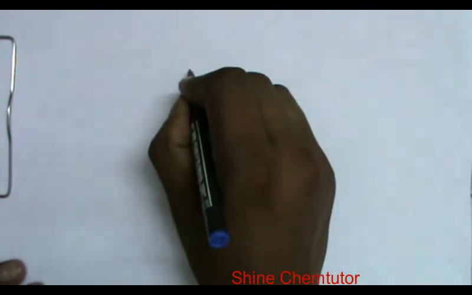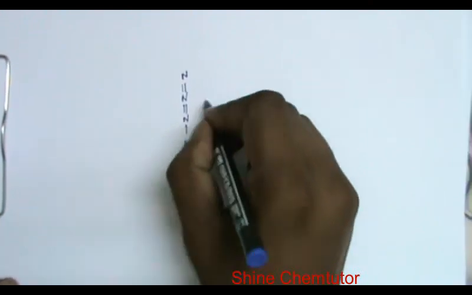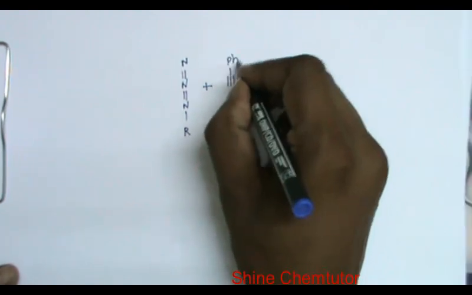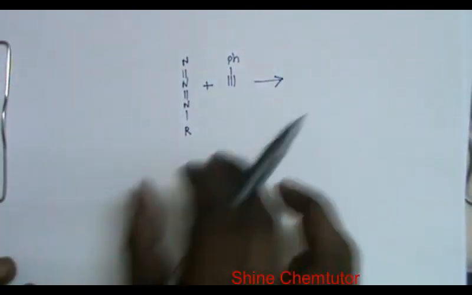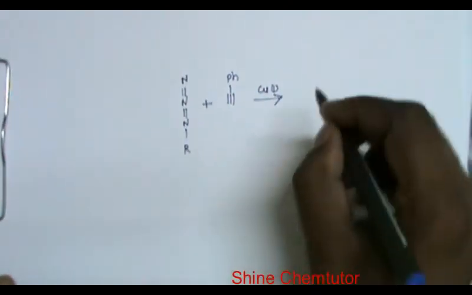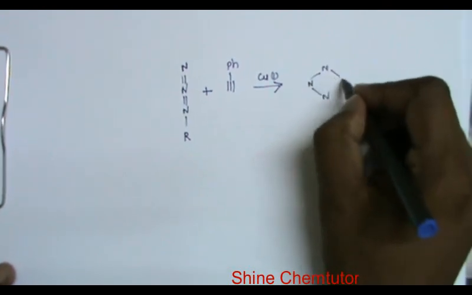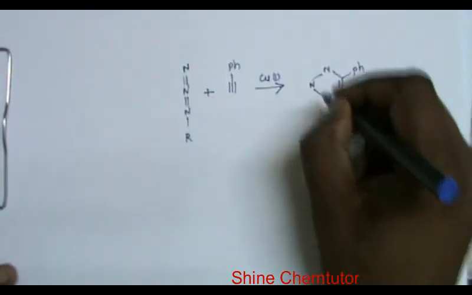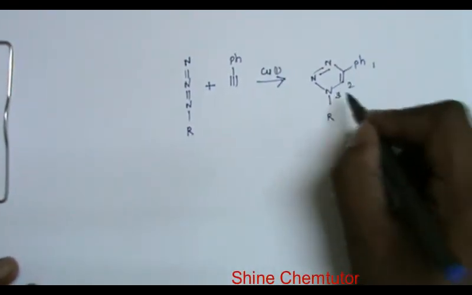Another interesting problem is the reaction of azide with alkyne. When you treat this azide with alkyne in the presence of copper(I) catalyst, the product, whatever you get, will be like this. R and Ph are present on 1,3 atoms.